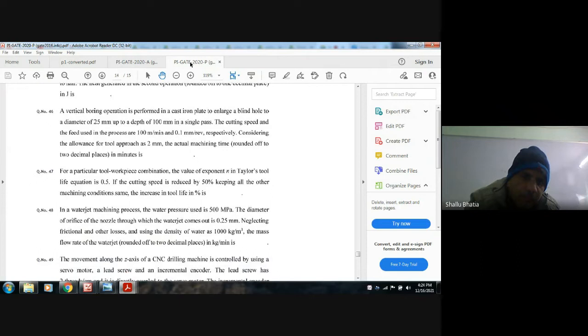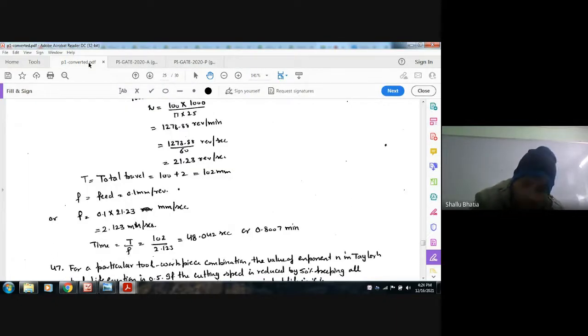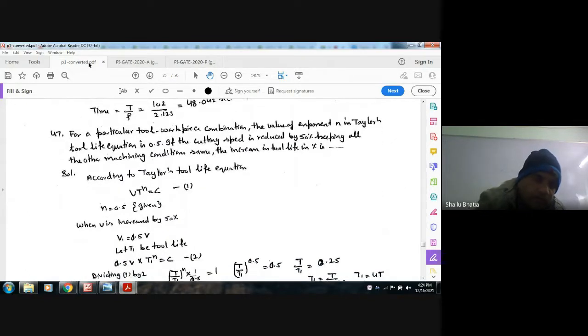Next, for a particular tool workpiece combination, the value of exponent n in Taylor's tool-life equation is 0.5. If the cutting speed is reduced to 50%, keeping all the other machining conditions same, the increase in tool life in percentage is. So now according to Taylor's equation, we have V T^n equal to constant. Now in the first condition, n is given as 0.5. Now the cutting speed is reduced by 50%, so V1 will become 0.5 V.